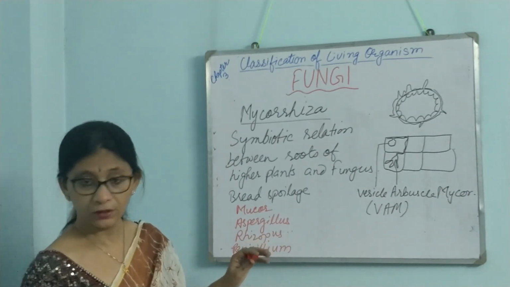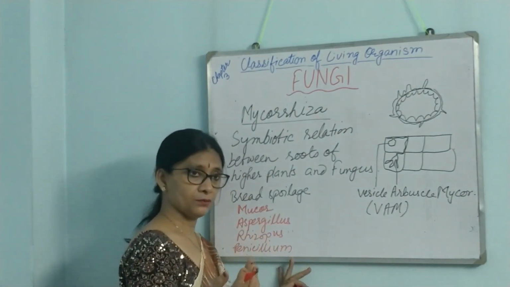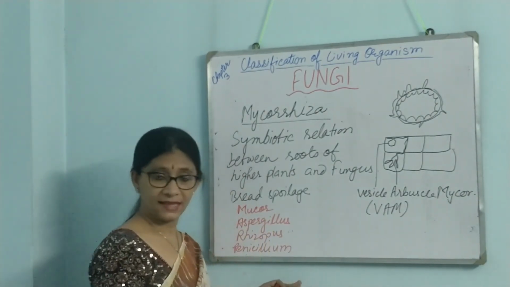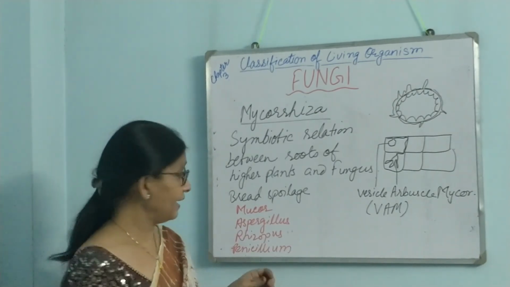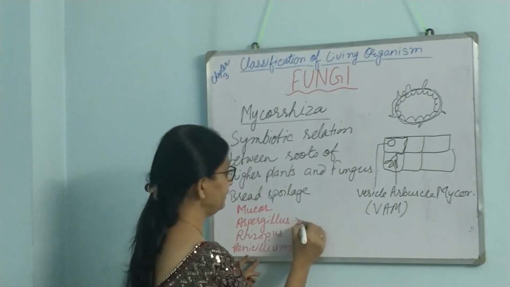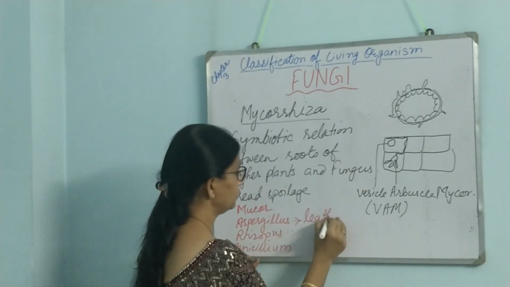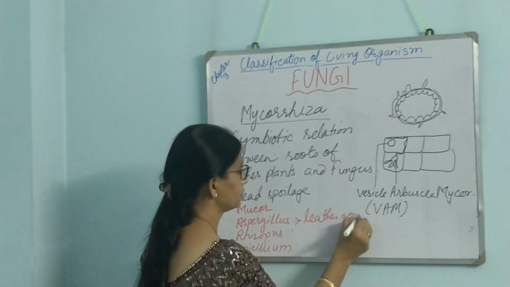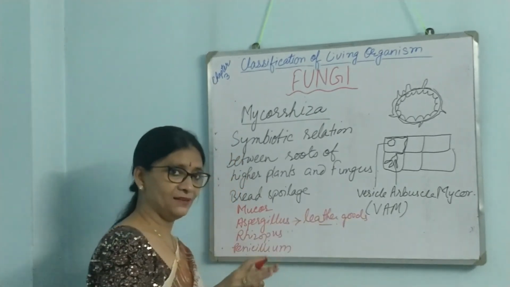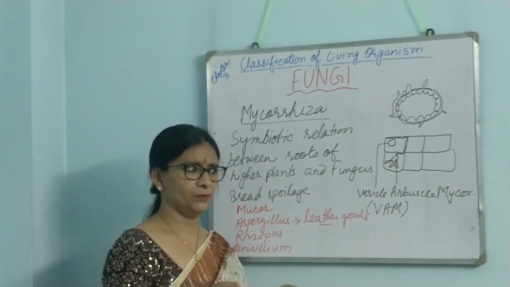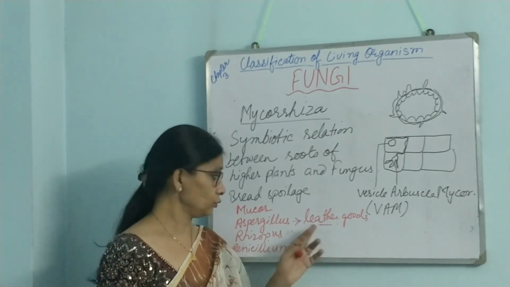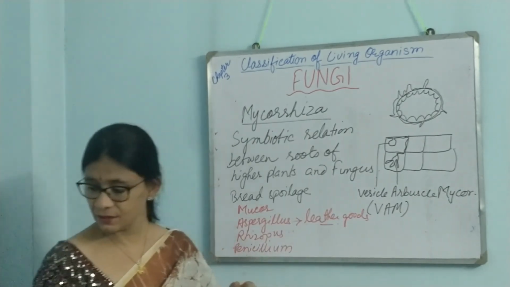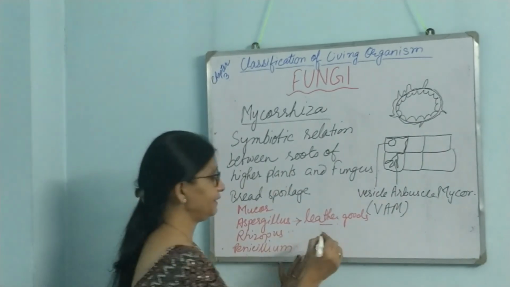Then we have some parasitic fungus like Phytophthora and Rhizopus, which spoil vegetables. Then Aspergillus spoils leather goods also. Sometimes we can see some cloudy or dusty things on leather stuff. So those are Aspergillus. Then we have a human disease.